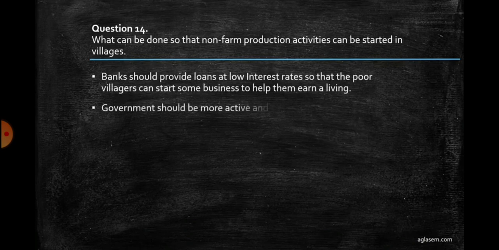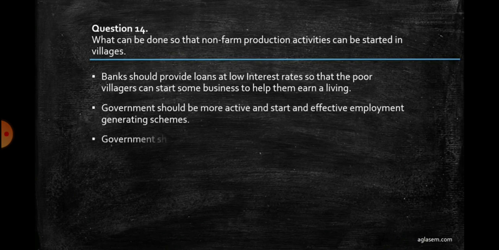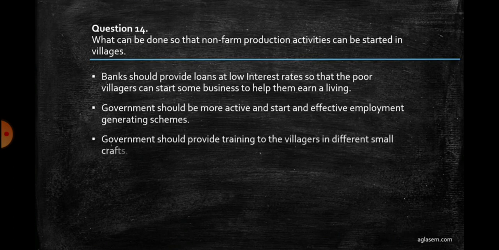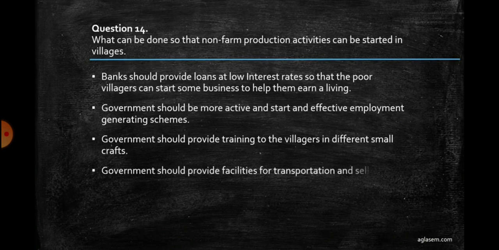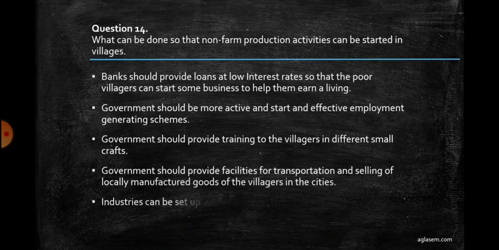Government should be more active and start effective employment generating schemes. Government should provide training to the villagers in different small crafts. Government should provide facilities for transportation and selling of locally manufactured goods of the villagers in the cities. Industries can be set up in rural areas.